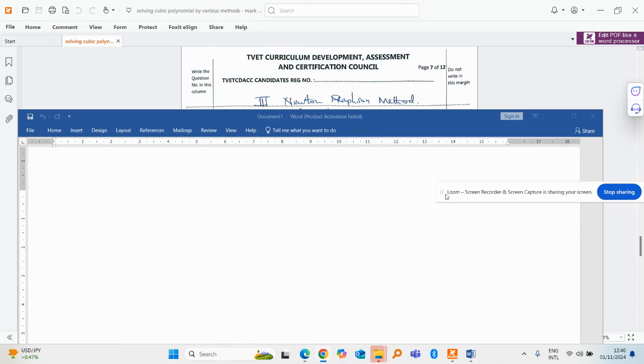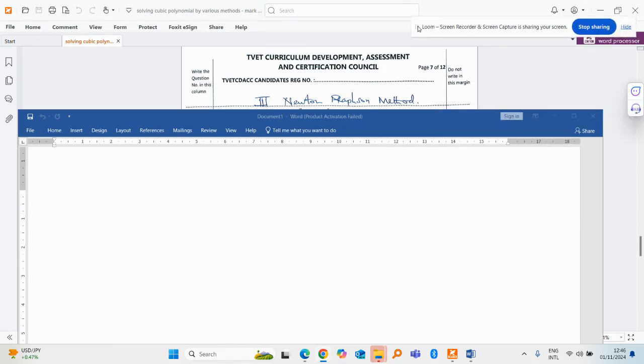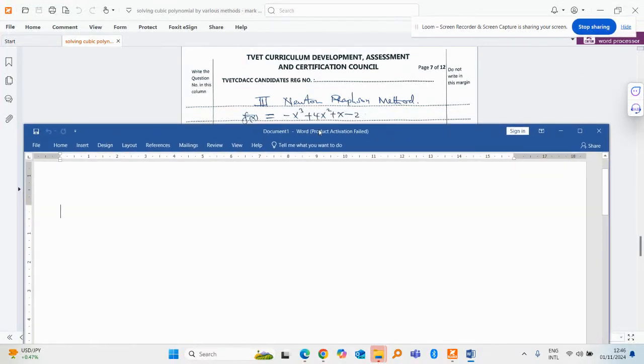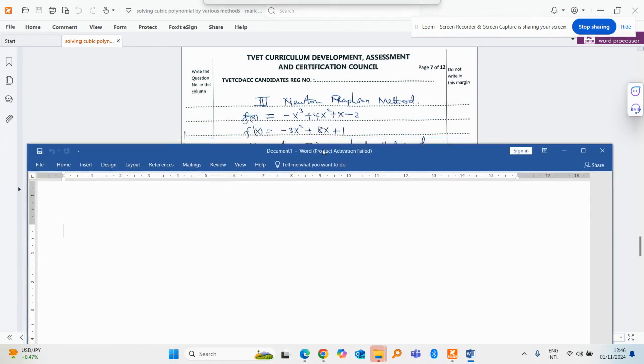Now the Newton Raphson method. The problem is the same. That is f of x is negative x cubed plus 4x squared plus x minus 2. So the first thing we do is to differentiate f of x with respect to x. That is negative 3x squared plus 8x plus 1.